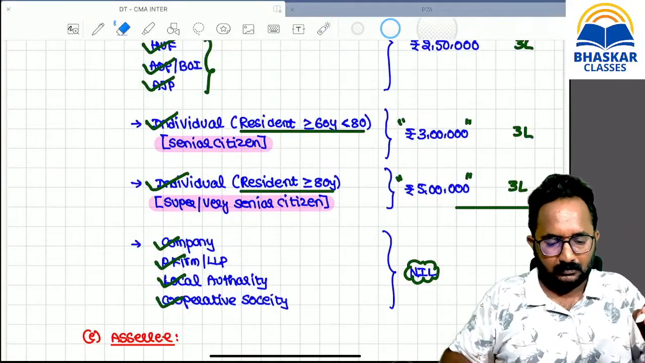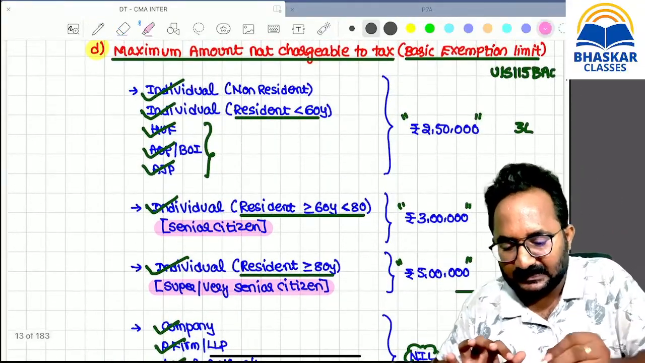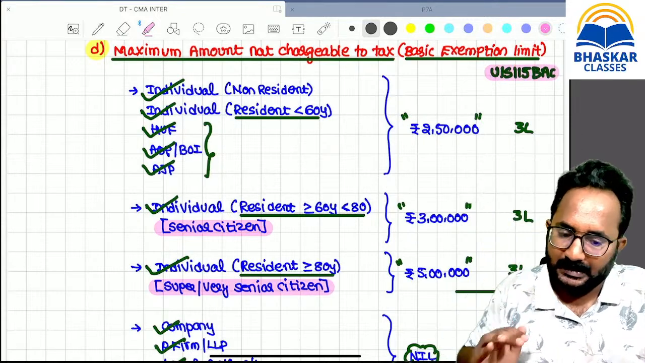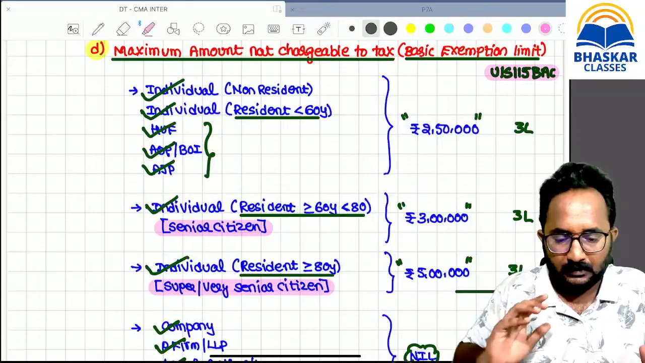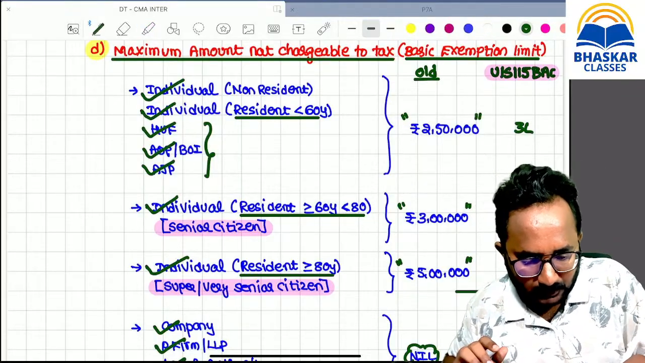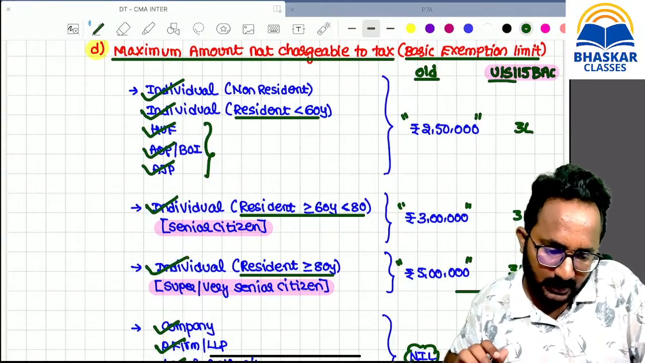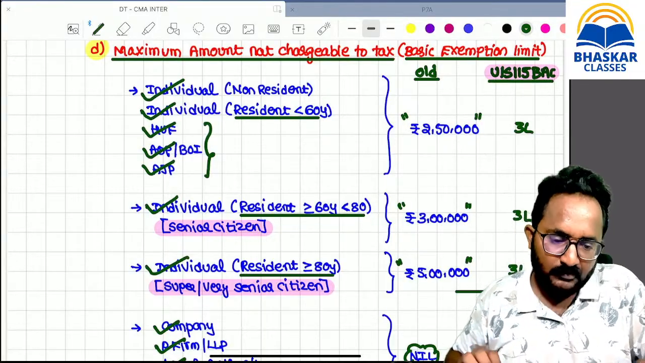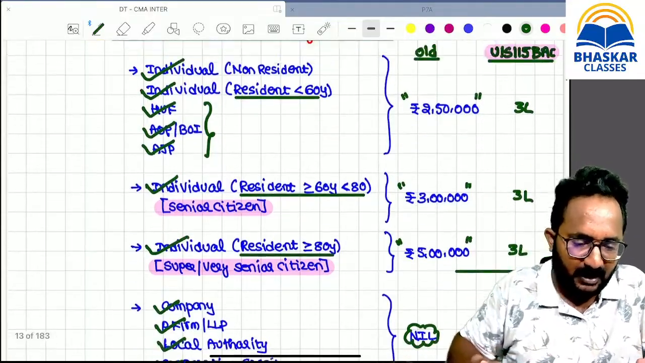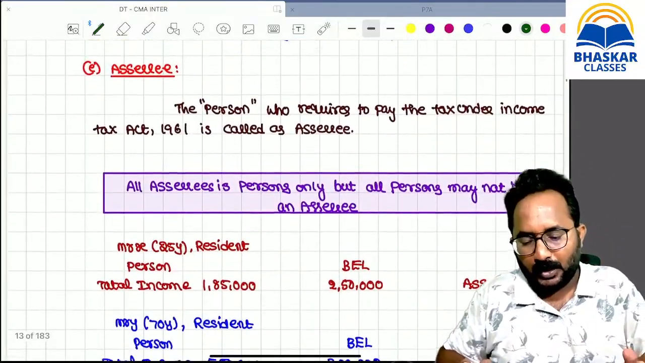Yes, under section 115BAC, it is the new regime, or we can call it the default tax regime also. This one is as per the old regime: 2,50,000, 3 lakh, 5 lakh. But under section 115BAC, what is the basic exemption limit? 3 lakh.